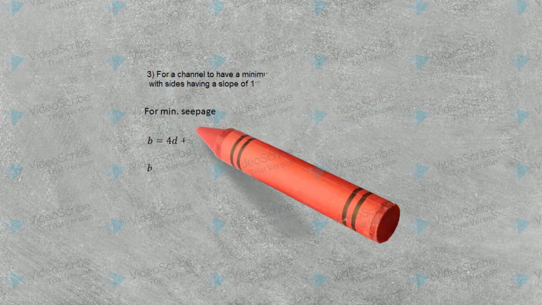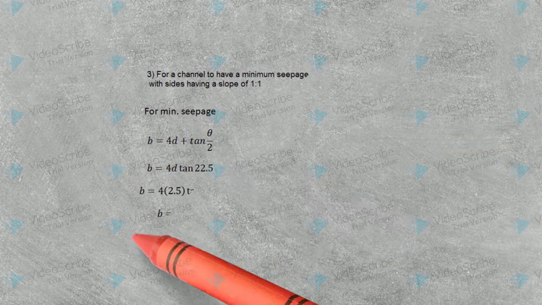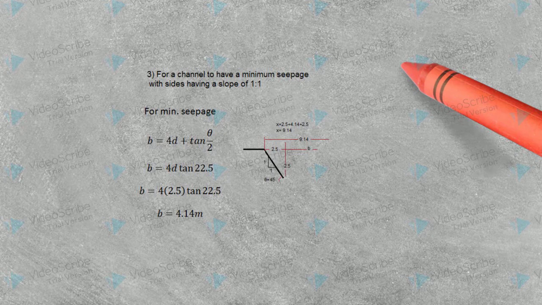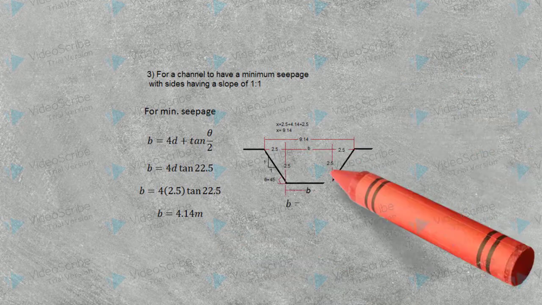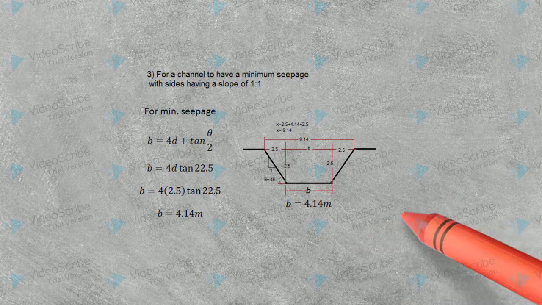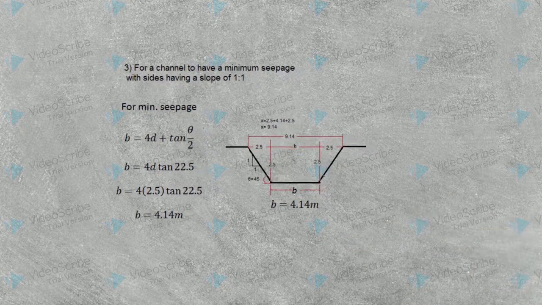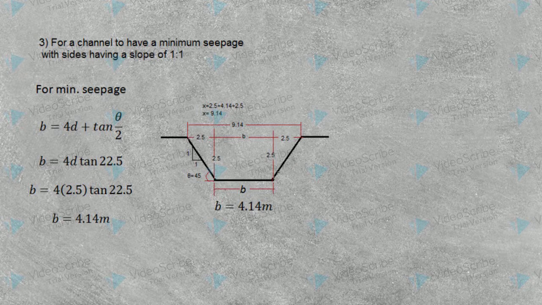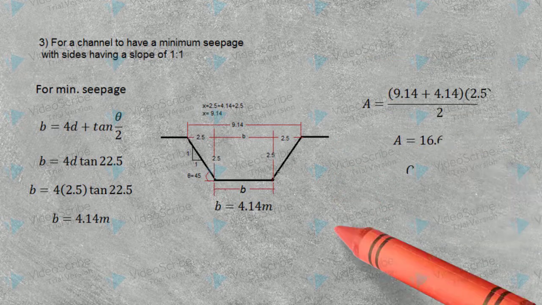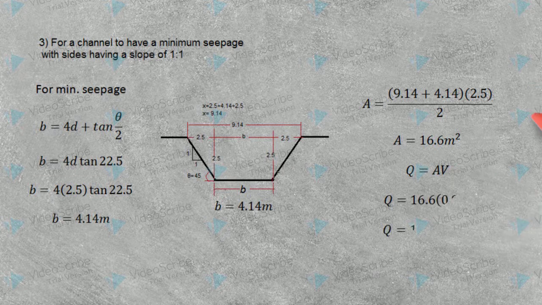Last problem is to determine the discharge for minimum seepage. Since the slope is 1:1, the theta is equal to 45 degrees, so we can get the base, which is 4 times the depth plus tangent theta divided by 2. Base now is equal to 4.14 meters. Same process getting the area of the trapezoid, and the area is 16.16 square meters. Getting the discharge, area times velocity is equal to 14.94 cubic meters per second.